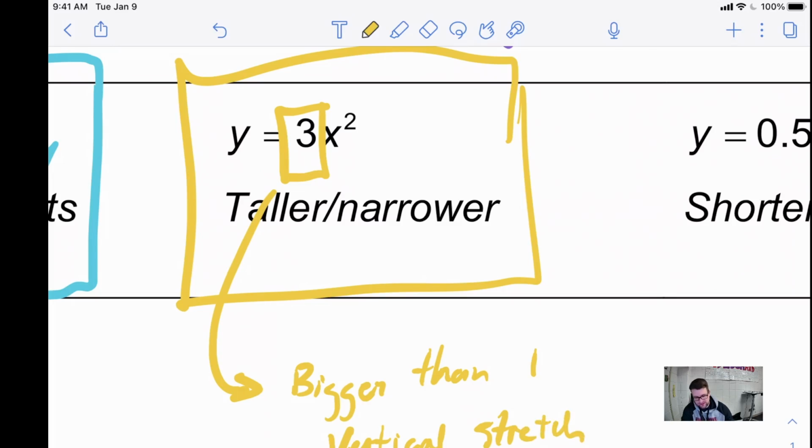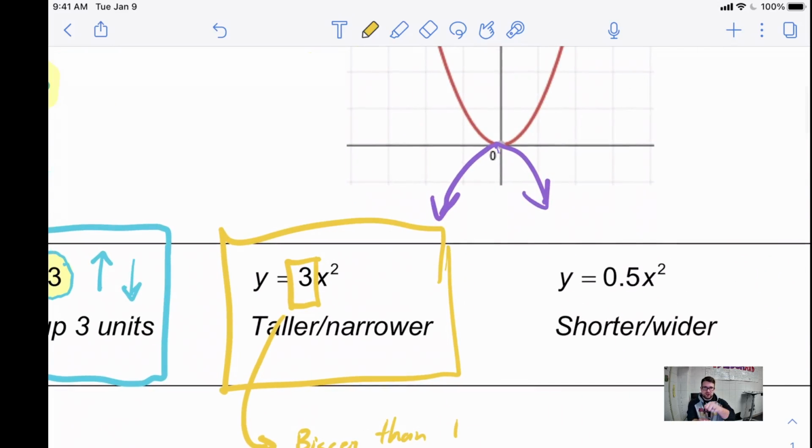And the way I like to think about this one is like Play-Doh, right? If I had a chunk of Play-Doh in my hand and I started to stretch it, it's going to get taller, but at the same time it gets taller, it also gets skinnier, right? So that's a vertical stretch, and that's going to happen anytime that we have a number in front of there that is bigger than 1.